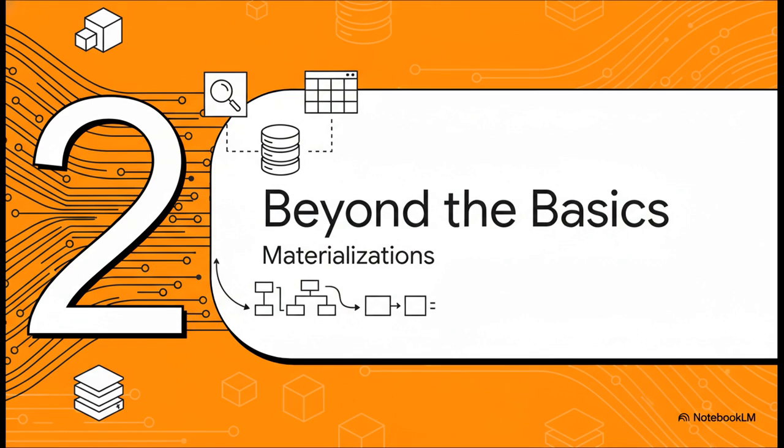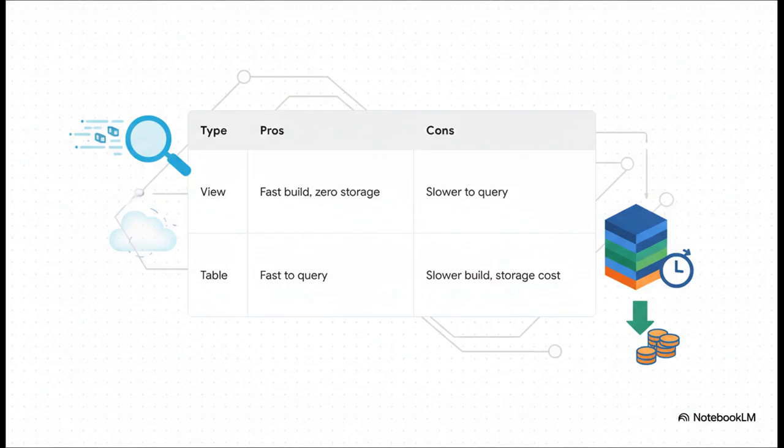All right, so you've got the basics down. You know how to build models and connect them. Let's level up a little bit and talk about materializations. This is how you tell dbt what kind of object to build, like a view or a table. So you've got a choice to make for every model, and it's a pretty important one: view or table. By default, dbt makes views. They're super fast to create, and they don't take up any storage space. The downside? They can be a bit slower to query. Tables are the opposite. They take a little longer to build, and they do use storage. But querying them is lightning fast because the data is already computed and sitting there.